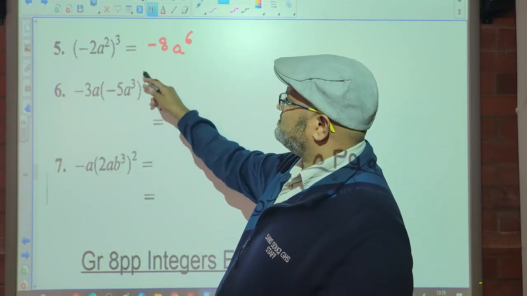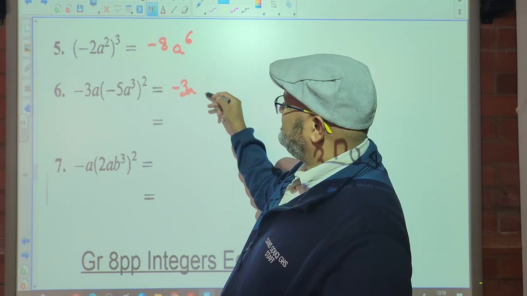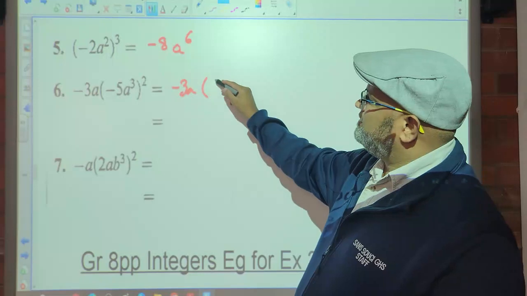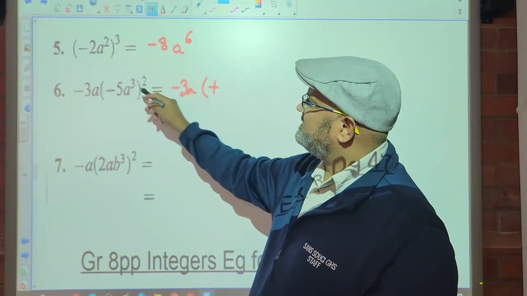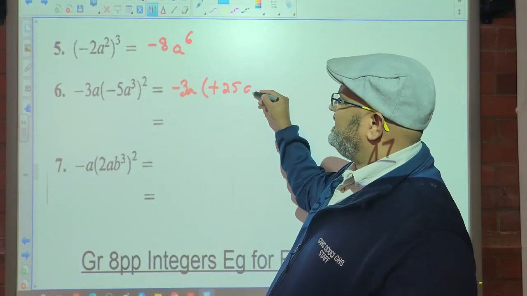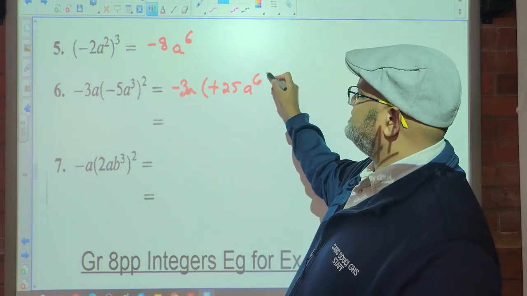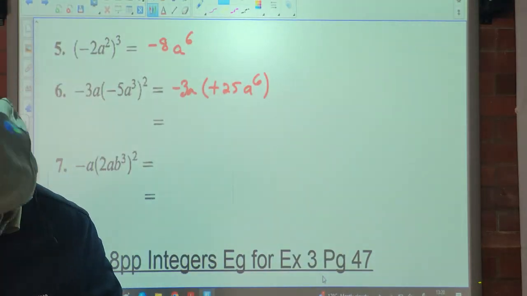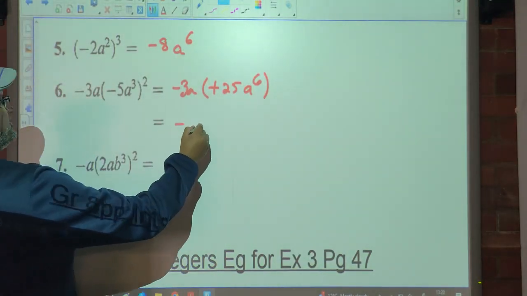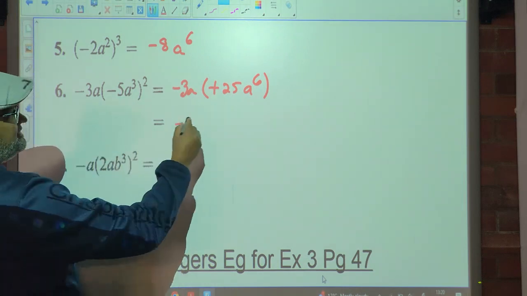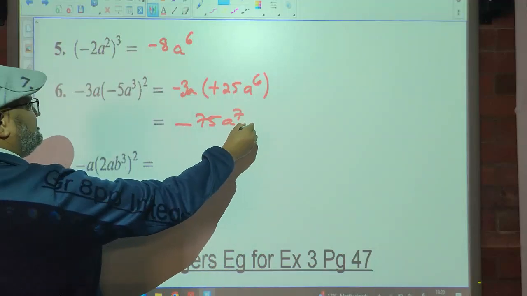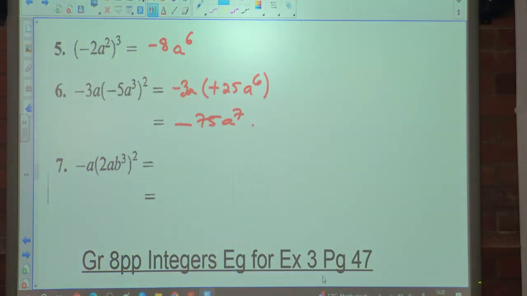The next one, we're going to sort out this bracket first. So it's negative 3a into 5 squared. Negative to an even exponent will always be positive. What's 5 squared? 25. A. 3 times 2? Okay. What's positive times negative? Negative. 3 times 25? 75. A times A6? A7. Any confusion there? Any questions?